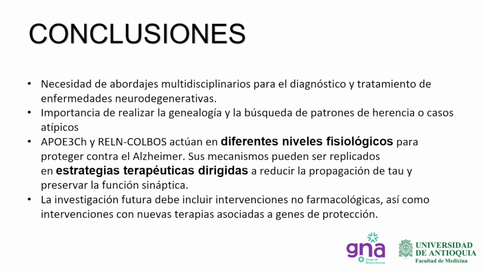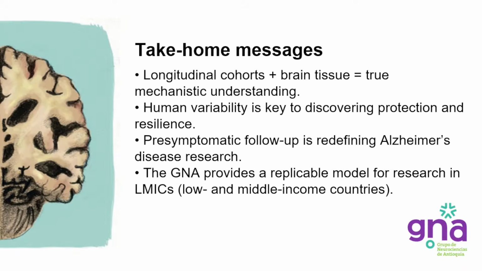La investigación futura debe incluir intervenciones no farmacológicas, así como intervenciones con nuevas terapias asociadas a genes de protección. Y con relación a los cerebros, las cohortes longitudinales más los cerebros nos van a ayudar a entender estos mecanismos fisiopatológicos de protección y de enfermedad. La variabilidad es fundamental también para descubrir la protección y la resiliencia.